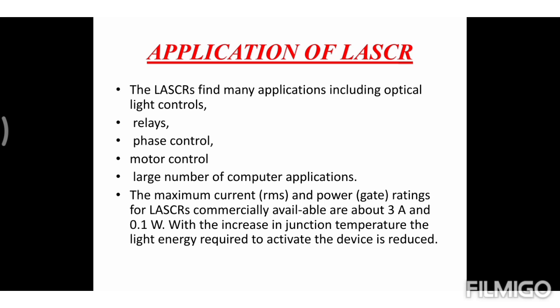Next, with increasing junction temperature, the light energy required is reduced. In SCRs there are 3 junctions, J1, J2, J3. Here we are applying the light at the gate terminal, that means junction J2. So if the temperature is increased at junction J2, then the light energy required to activate the circuit will be reduced.